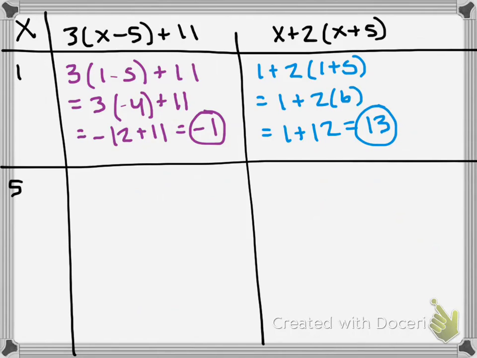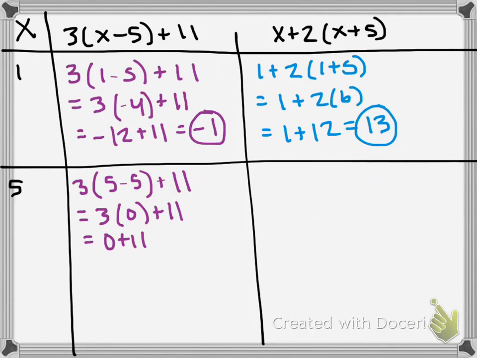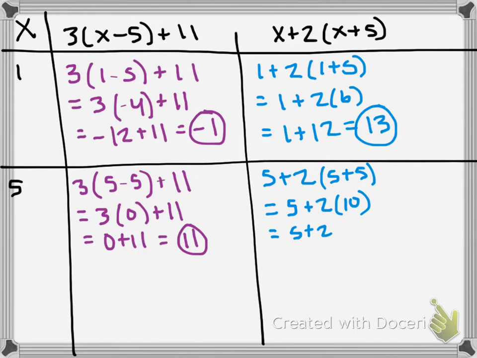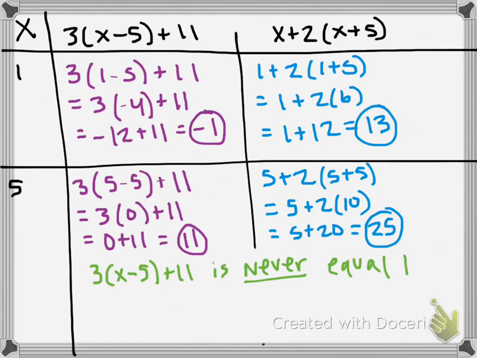Let's just try one more. 5. Substitute that in and evaluate it. I get 11. If I substitute 5 into the second expression and evaluate it, I get 25. So this means that 3 times x minus 5 plus 11 is never equal to x plus 2 times the quantity x plus 5.